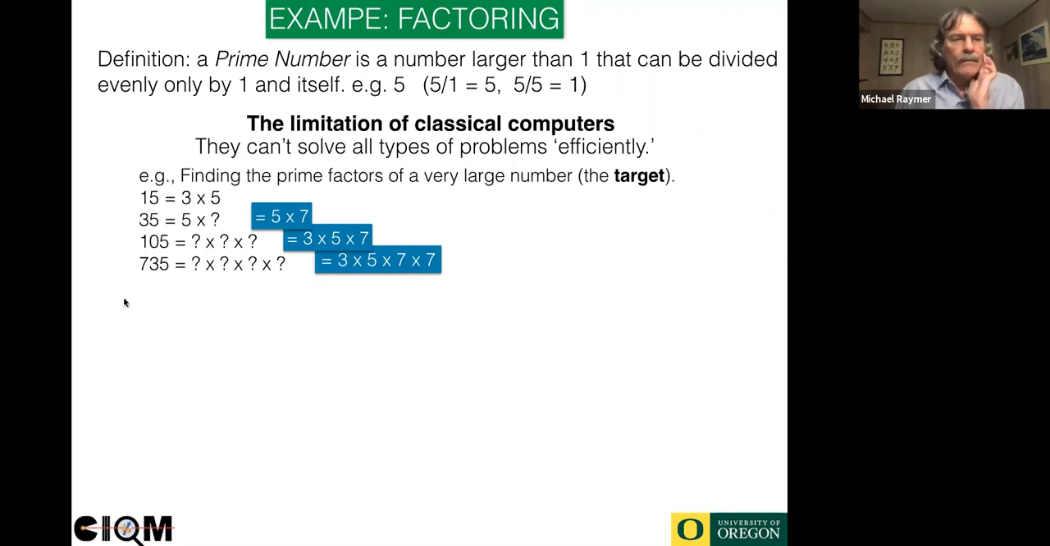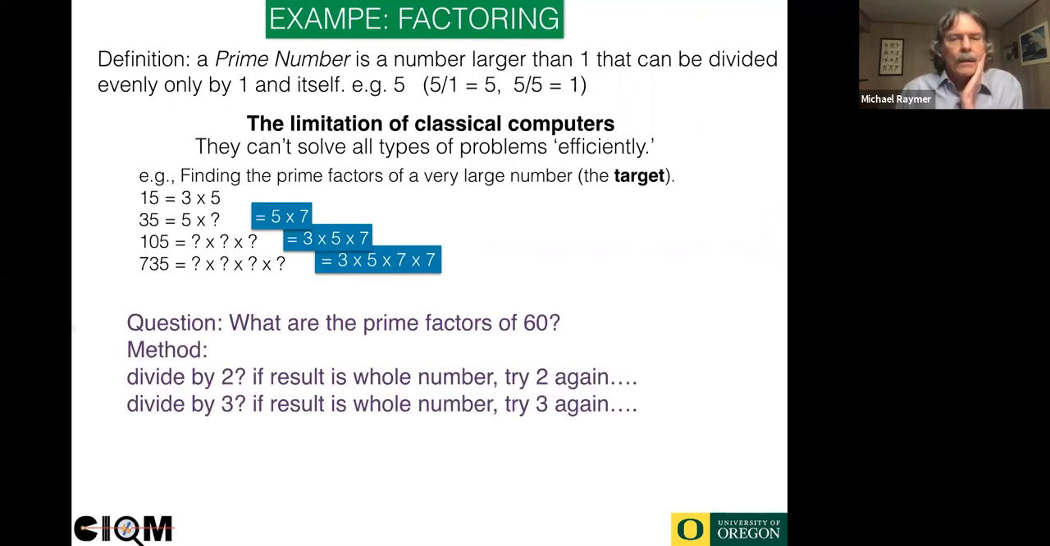Well, it gets progressively more difficult. What are the prime factors of 60? Okay, how would you deduce that? Well, you would just start dividing it. You would first divide by 2. Oh yeah, that works, I get 30.